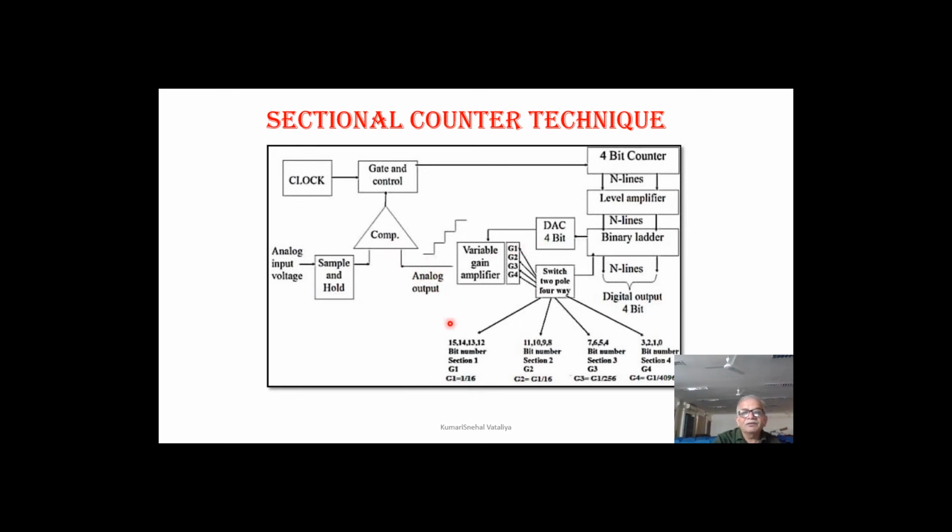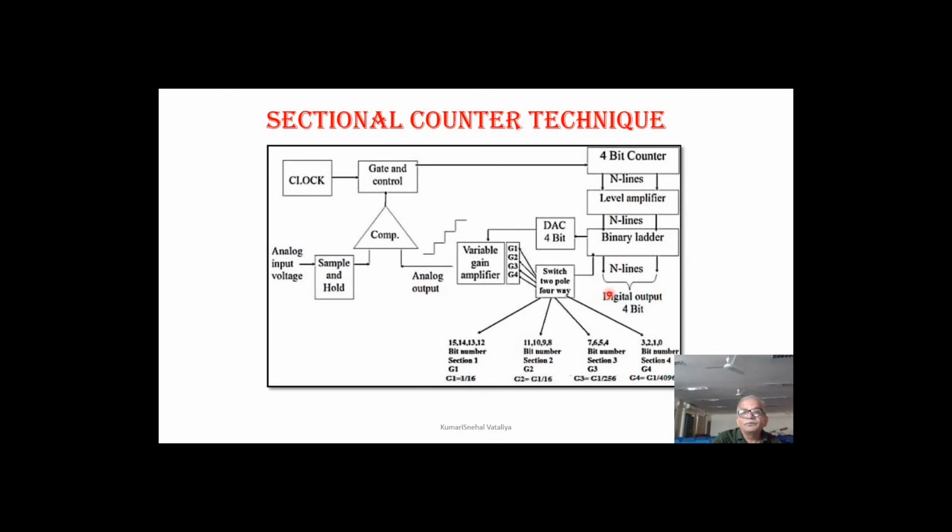So the time taken will be, for 4 bits you require 16 pulses. So for 16 bits you will require 16 into 4, which is 64. So you will require 64 pulses for making this 16-bit output. A normal simple counter would have required 65,000 some pulses. But now your problem is solved in only 64 pulses. If it were a simultaneous converter, you would require only one pulse. But in that case, you will require 65,000 comparators, a gigantic thing, which is impossible.